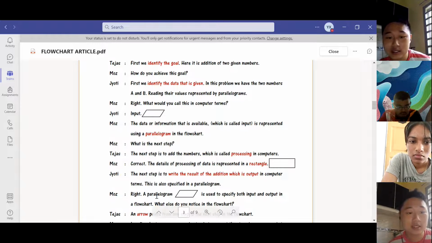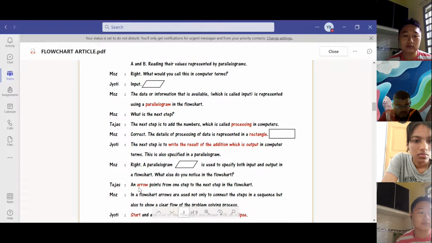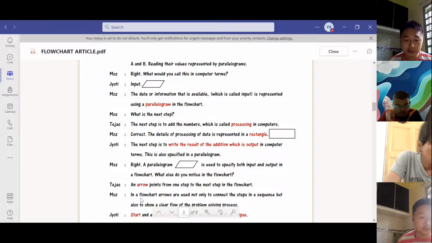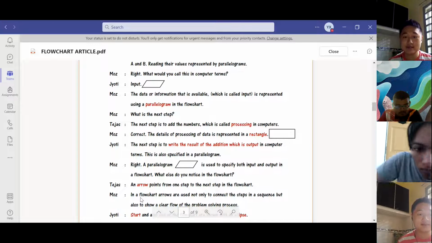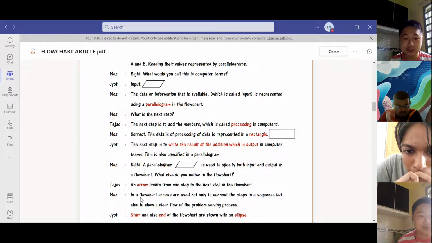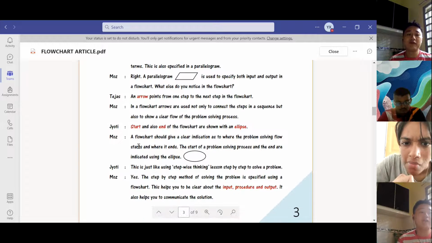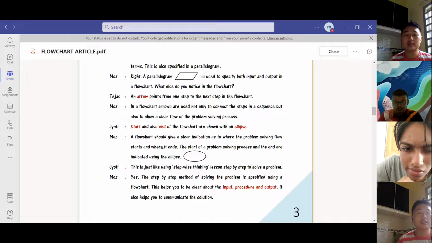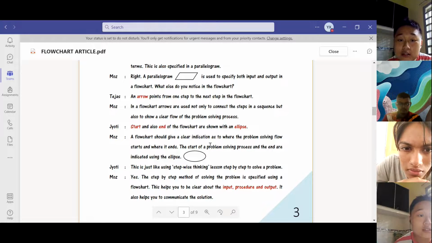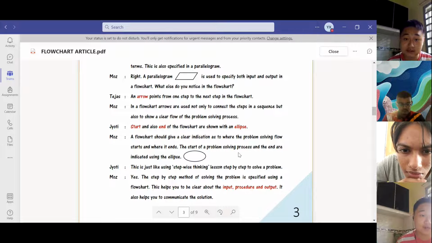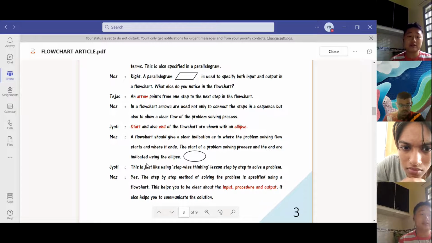What else do you notice in the flowchart? An arrow points from one step to the next step in the flowchart. In the flowchart, arrows are used not only to connect the steps in the sequence, but also to show a clear flow of the problem-solving process. Start and also end of the flowchart are shown with an ellipse. A flowchart should give a clear indication as to where the problem-solving flow starts and where it ends. The start of a problem-solving process and the end are indicated using the ellipse.